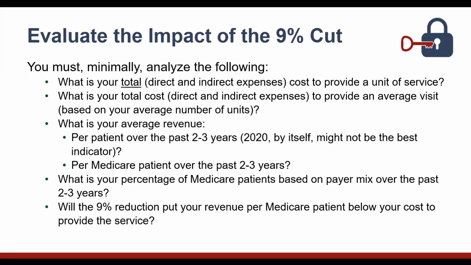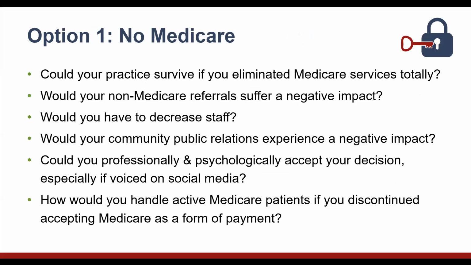What's your percentage of Medicare patients is critically important because, if you have 10% Medicare volume, then maybe that's not so consequential. If you have 50 and above, could be catastrophic if indeed the 9% reduction does come to full fruition. And when you look at this, the bottom line is the bottom line. Will this reduction put your revenue per Medicare patient below the cost to provide that service? If it does, you might have to consider alternatives. So what's our first option?